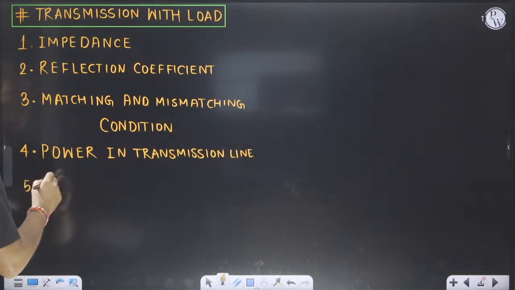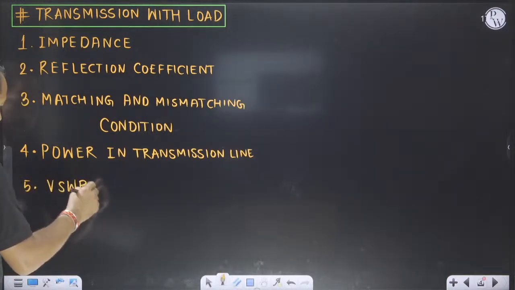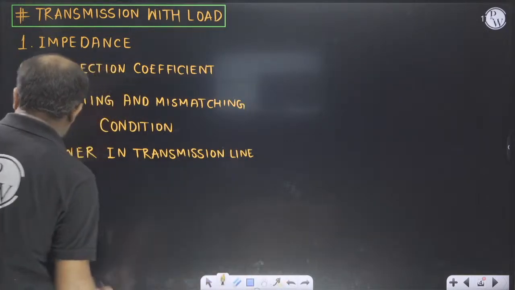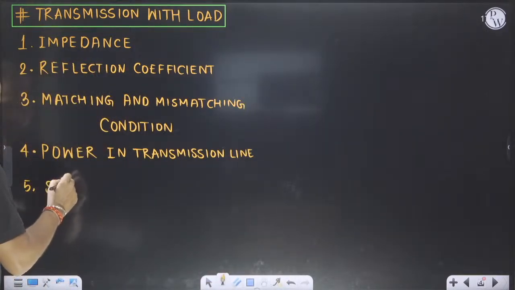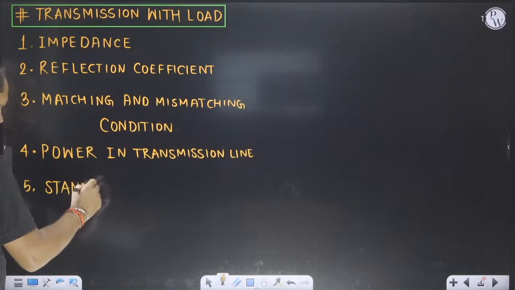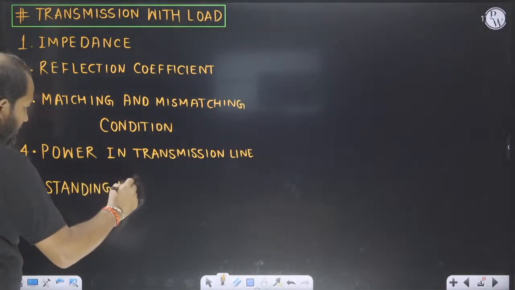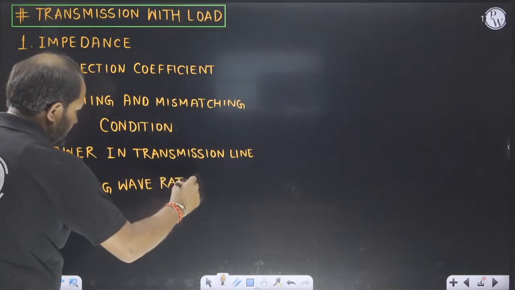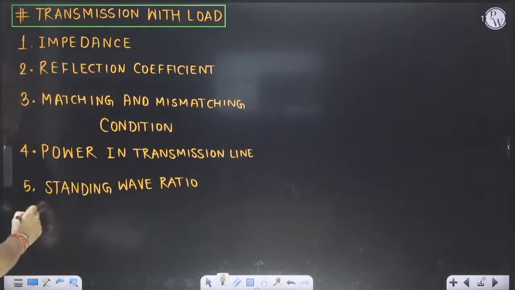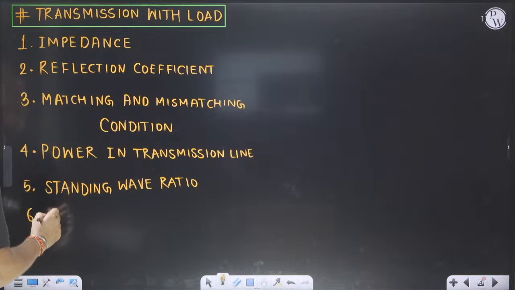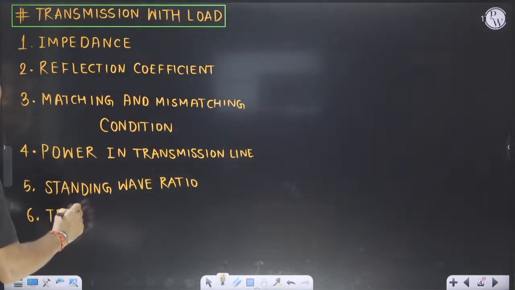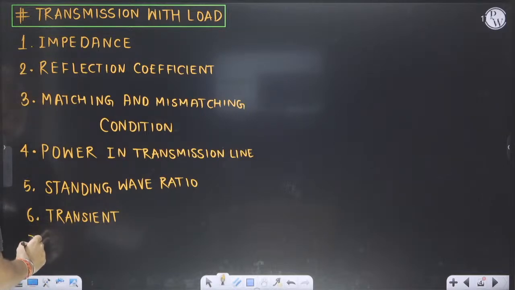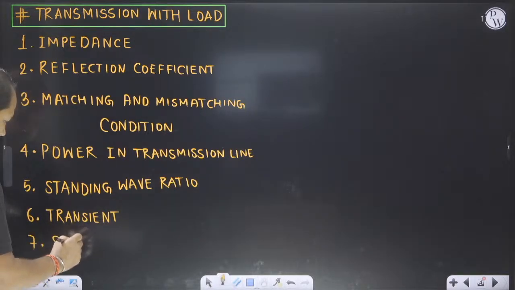Fifth thing is VSWR, voltage standing wave ratio, or we can say standing wave ratio. Sixth point, we are going to study transient in the transmission line, that means transient condition. Seventh point, S parameter.